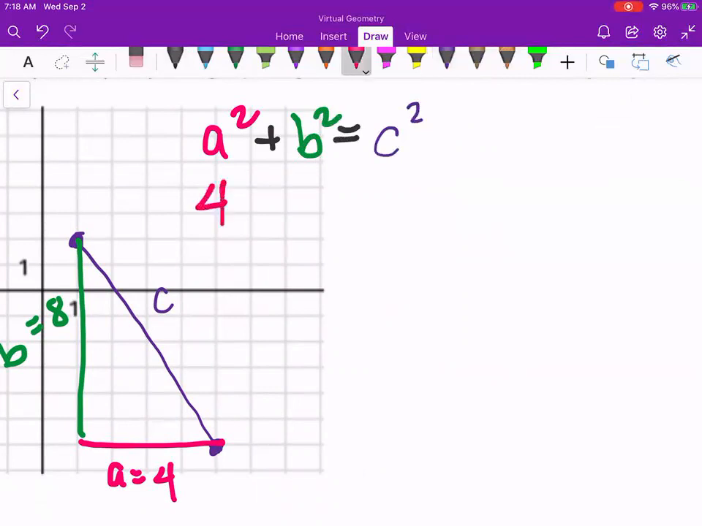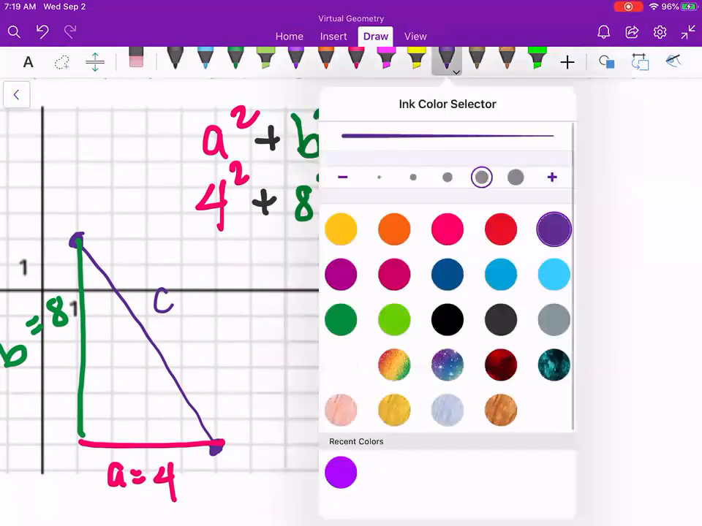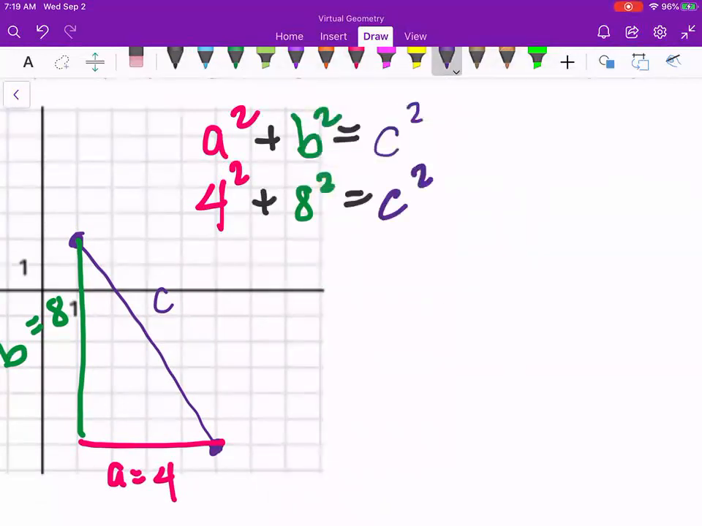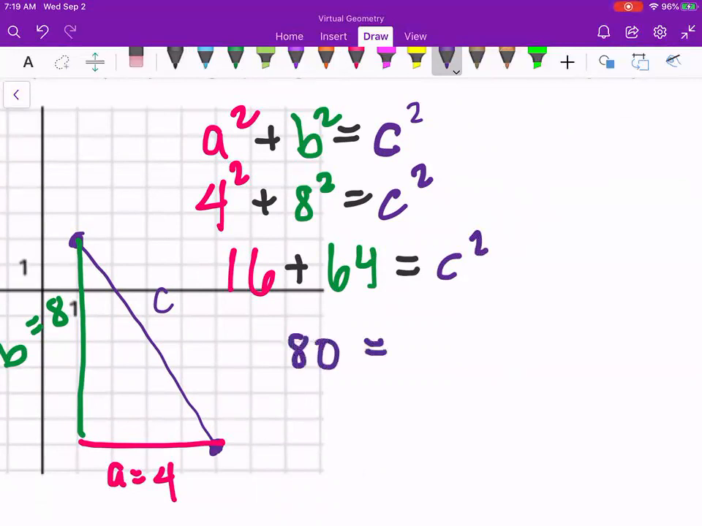So my A is a 4, so I'll need 4 squared. B squared is an 8, so 8 squared. And C is what I'll be left with, C squared. Let's keep going. So 4 squared, 4 times 4, 16, plus 8 squared, 8 times 8, 64, is our C squared. So let's add those 2 up. 16 plus 64 gives an 80. And now I can square root both sides. And so my distance, my C, is the square root of 80.